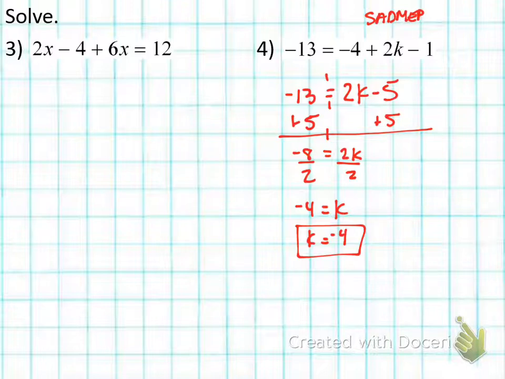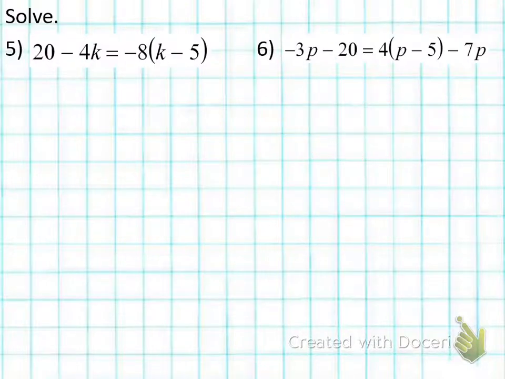Okay, continuing, number 5. Let's keep going here. Oh, this one's even harder, okay? Let's do number 5 together. We have 20 minus 4k is equal to negative 8 times k minus 5. Okay, this one's a little hard, right? Because we have k on both the left and the right side. So all eyes up here. Do you all see how there's k's both on left and right hand side? You need to distribute this negative 8 into the k and the negative 5.